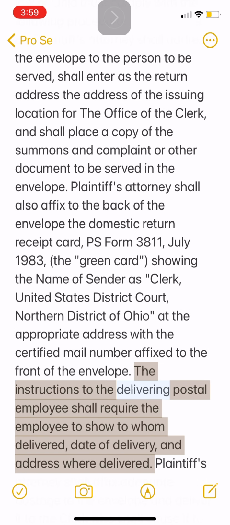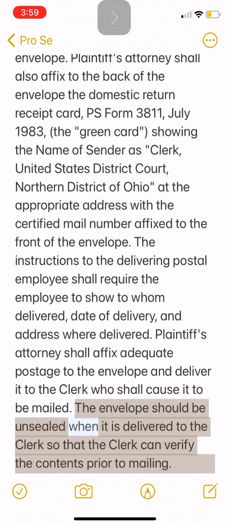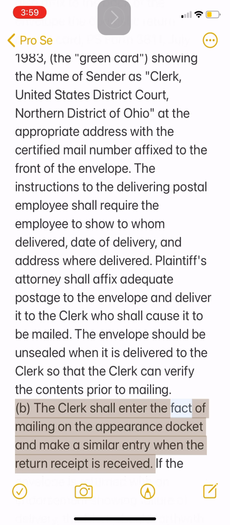The instructions to the delivering postal employee shall require the employee to show to whom delivered, date of delivery, and address where delivered. Plaintiff's attorney shall affix adequate postage to the envelope and deliver it to the clerk, who shall cause it to be mailed. The envelope should be unsealed when it is delivered to the clerk so that the clerk can verify the contents prior to mailing. B. The clerk shall enter the fact of mailing on the appearance docket and make a similar entry when the return receipt is received.